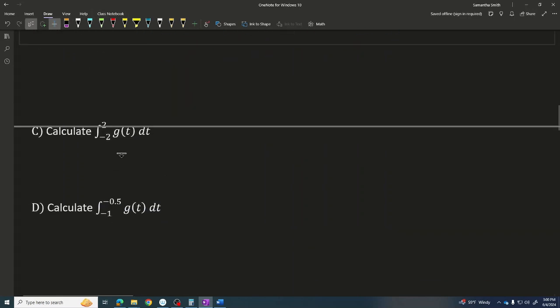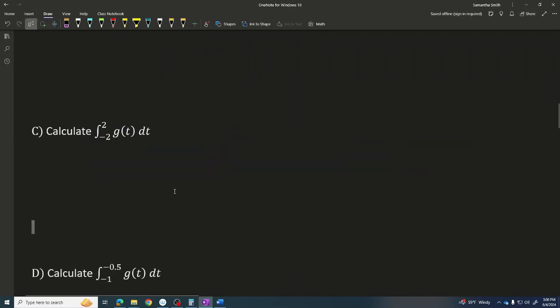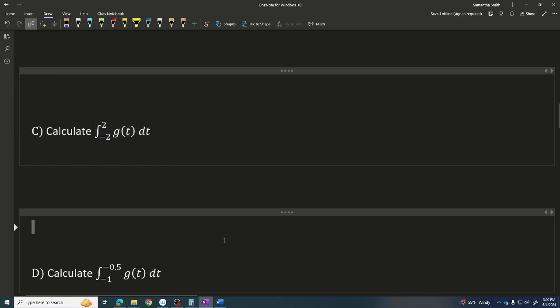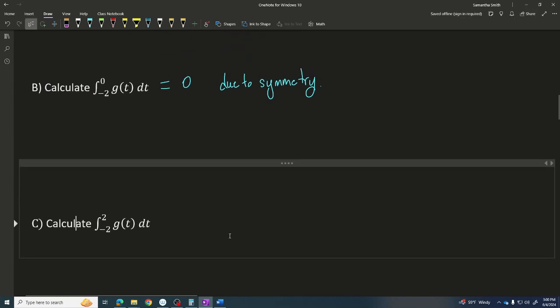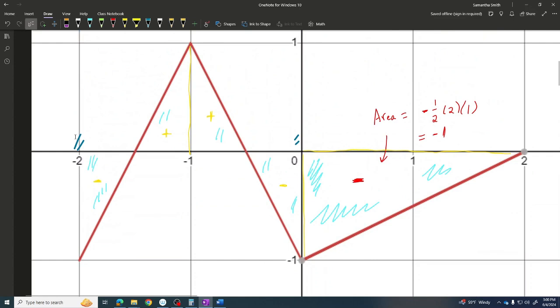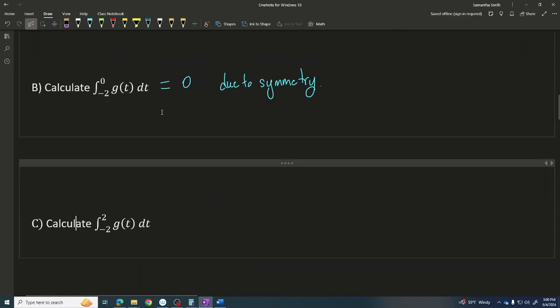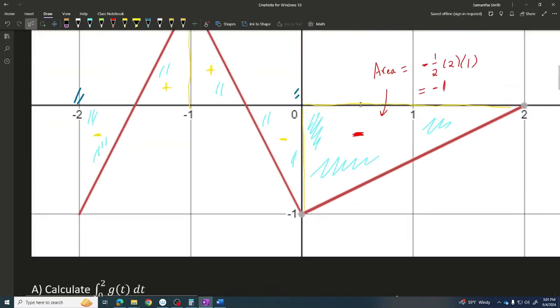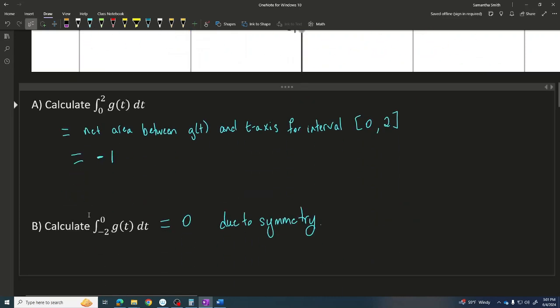Same question, different interval. Calculate the integral from -2 to +2 for this function. Now, I think we can recycle some of our previous work in answering this question, because this question is asking about the net area all the way from -2 all the way to +2. But we've already calculated the net area on the left half of this picture. The net area on the left half is 0. And we've already calculated the net area on the right half of this picture. The net area on the right half of this picture is -1.